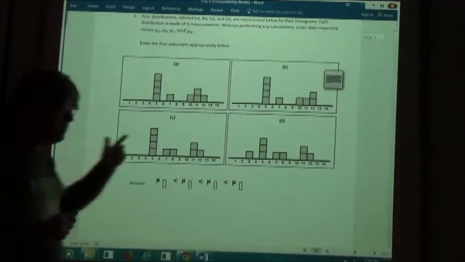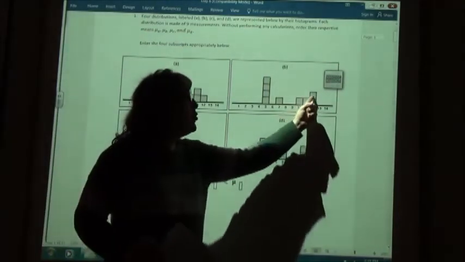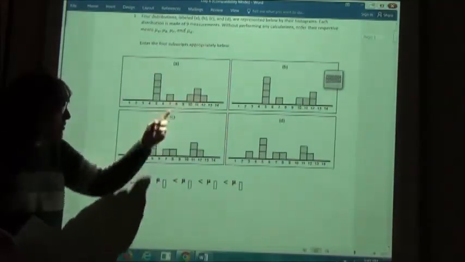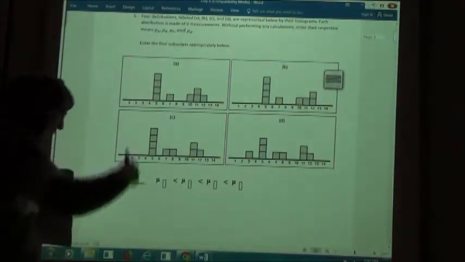All right, so if I look at those, which one of them would have the biggest numbers? A, B, C, or D? B, exactly. Because look at here, B has 2 12s, an 11, and a 10 on this end, right? This one only has 1 12, that one only has 1 12, that one only has 1 12. So B is going to have the highest mean because it has the most numbers that are bigger than the rest.